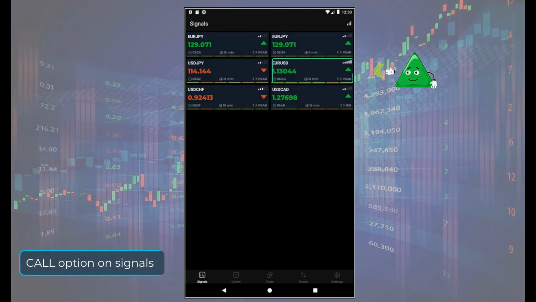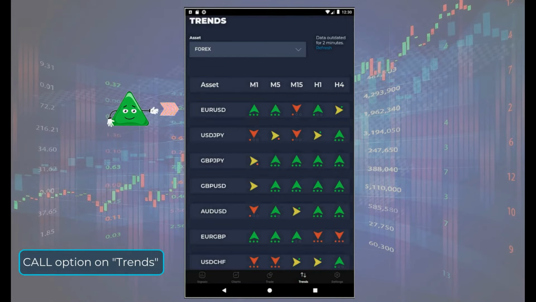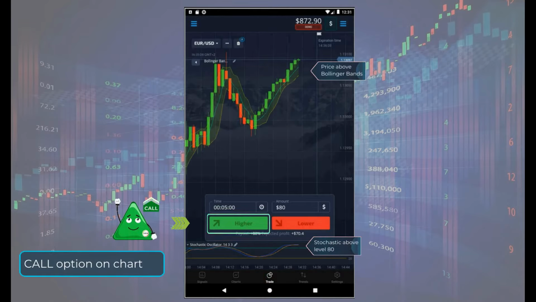First option on Euro-Dollar. Strong call signal on vfxAlert. Let's see the confirmation on trends. There is a confirmation of the signal on trends. Let's move on to technical indicators. Price and Bollinger are moving up, stochastic is in the overbought zone. You can open the call option.